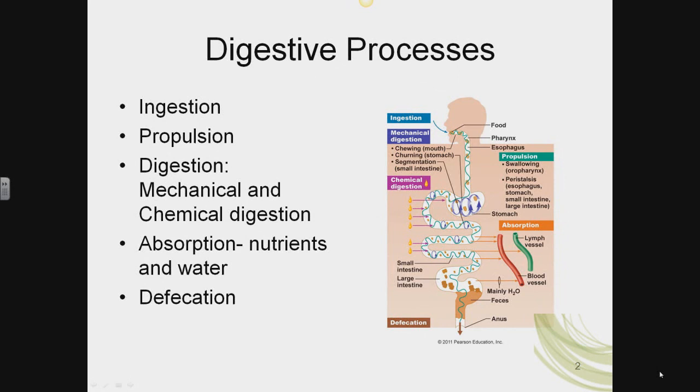Chemical digestion involves the breakdown of material into smaller molecules. Chemical digestion means we have enzymes that are breaking large macromolecules into their components, and this is necessary for you to absorb these small components across your mucosal membrane.